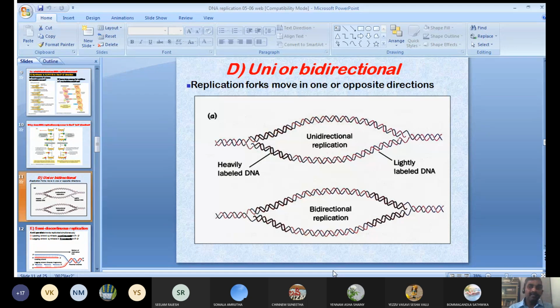You see why the DNA polymerase can polymerize the DNA molecule only in the 5' to 3' direction? It is because the high energy bond breakage, or high energy release, will happen only in the 5' to 3' direction, but not in the 3' to 5' direction. So you have to remember this. Okay. So there are two kinds of replications which we can see here.